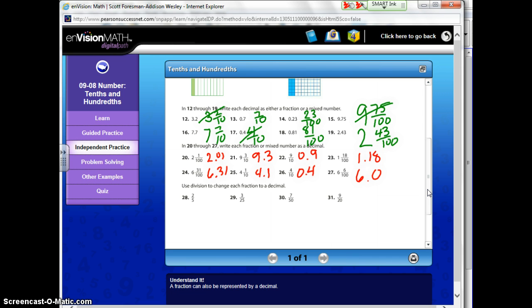6.00. We have 6/100ths. This spot right here is our 100th spot. How many hundredths do we have? We have 6 of them. So it's 6.06, just like that.